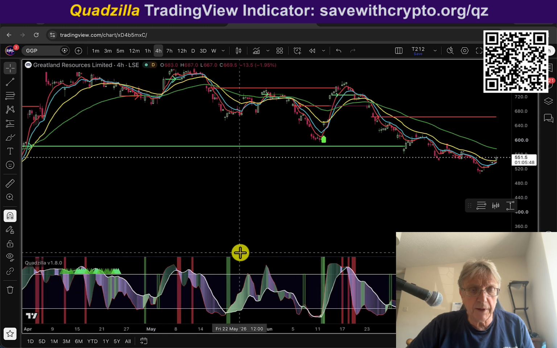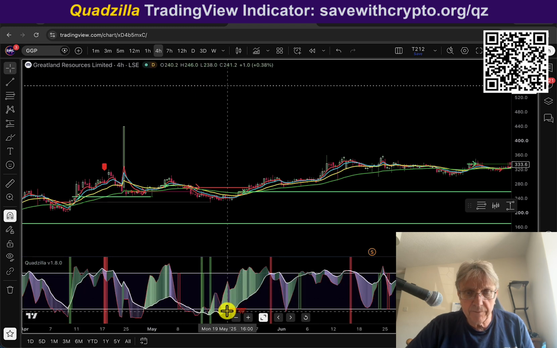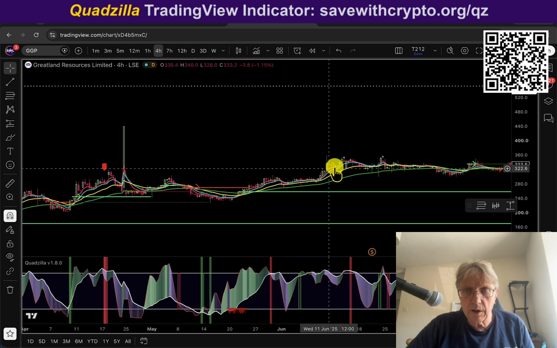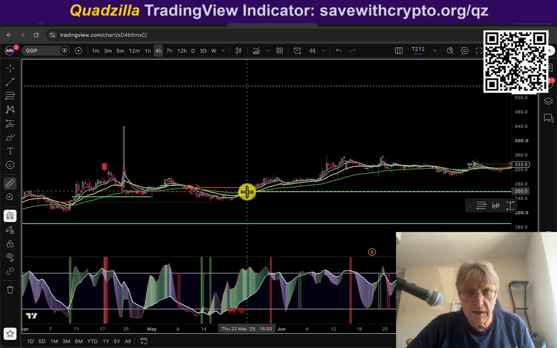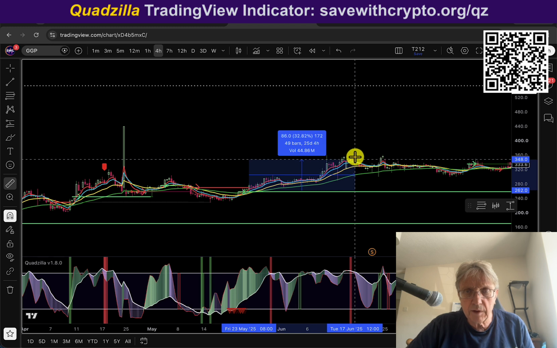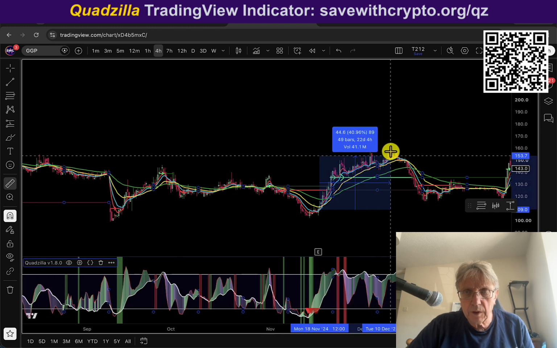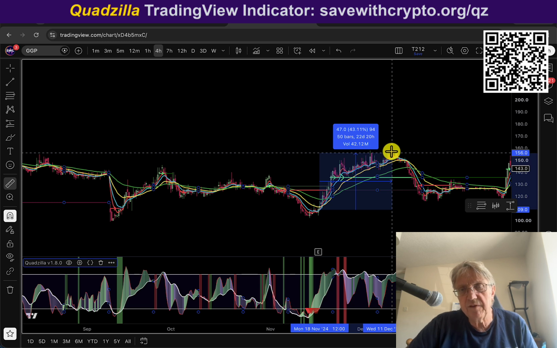And if you look back in the past, for example here, when they stopped appearing, the price went up very nicely. In fact, here back in 2025, the price went up like 30-odd%. And here back in 2024, the price went up about 48-50%.